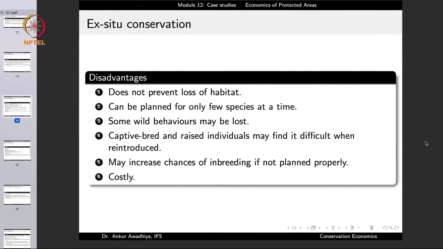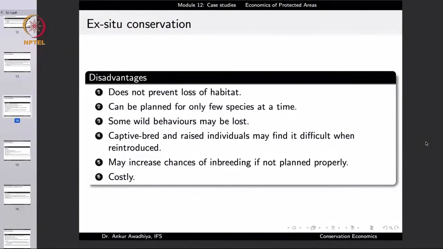Then it can be planned for only a few species at a time. Why? Because it is very expensive. You are doing an intensive intervention, so the costs go up. And when the costs go up, it is difficult to do it for a very large number of species or a very large number of individuals.